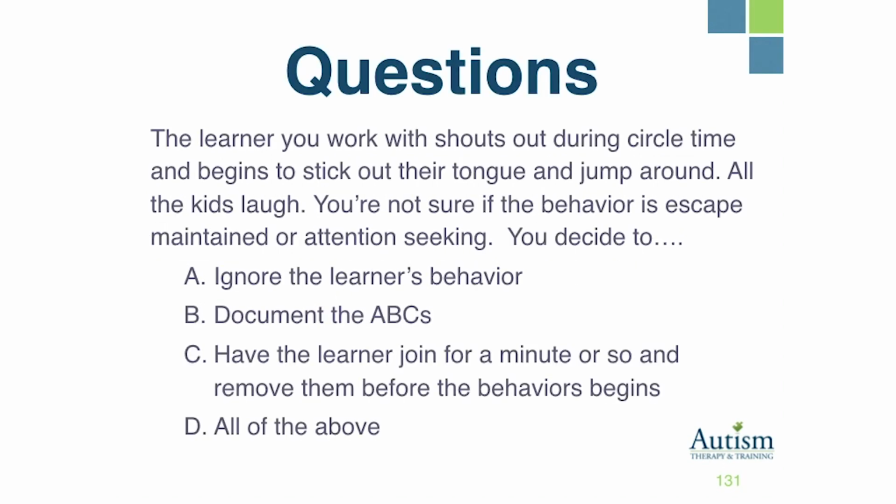The learner you work with shouts out during circle time and begins to stick out their tongue and jump around. All the kids laugh. You're not sure if the behavior is escape maintained or attention seeking. You decide to A, ignore the learner's behavior, B, document the ABCs, C, have the learner join for a minute or so and remove them before the behavior begins, or D, all of the above.